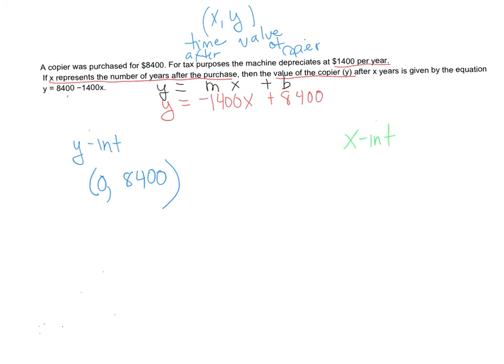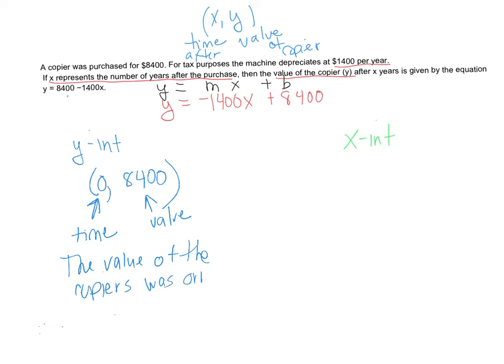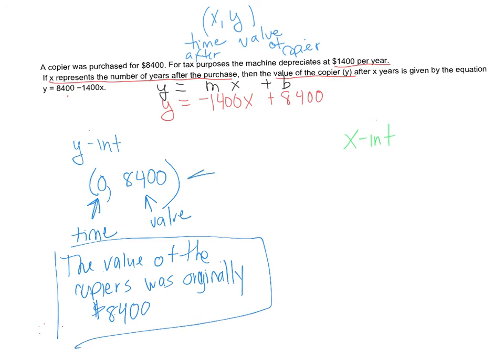So when we see that time is 0 here, and this is the value of the copier, what that tells us is the value of the copier was originally, before it started depreciating, $8,400. So when we're asked to interpret what the y-intercept means, we've interpreted it right here, and we've stated the ordered pair right there. Let's look at the x-intercept.